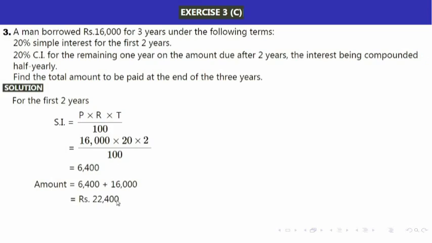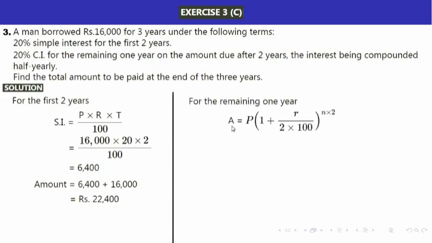Now this becomes the principal for the next compound year, compound interest, remember. So for the remaining 1 year, your principal is this. You have to find the amount, and remember, the interest being compounded half yearly means your formula becomes this much. So principal is this much now, right? Rate is 20, right? All of you know 2 into 100 is 200, and simplify this, right?